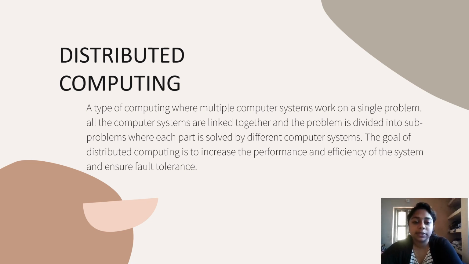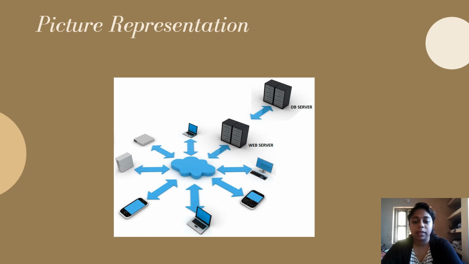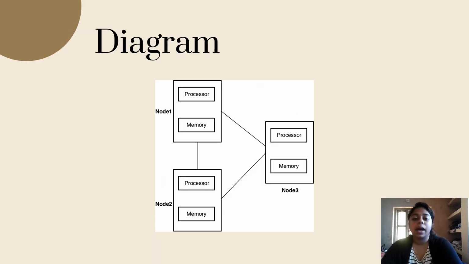The first one is distributed computing, a type of computing where multiple computer systems work on a single problem. All the computer systems are linked together and the problem is divided into sub-problems, where each part is solved by different computing systems. The goal of distributed computing is to increase the performance and efficiency of the system and ensure fault tolerance. This is the pictorial representation of distributed computing, and this diagram shows how it works.